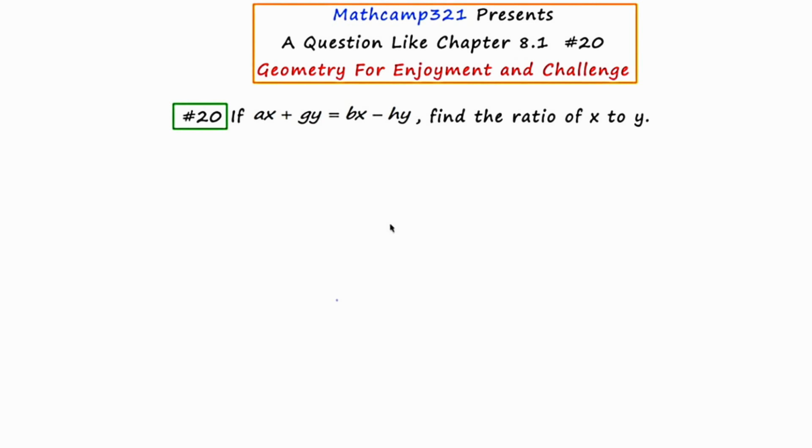Hey viewers, this is MathCamp321 presenting another video from our geometry textbook, from section 8.1, number 20. It states, if ax plus gy is equal to bx minus hy, find the ratio of x to y.